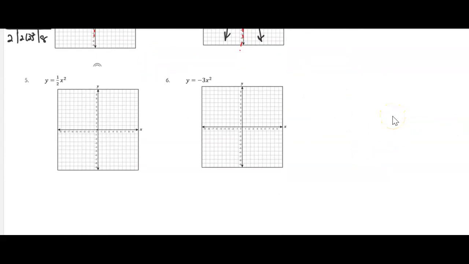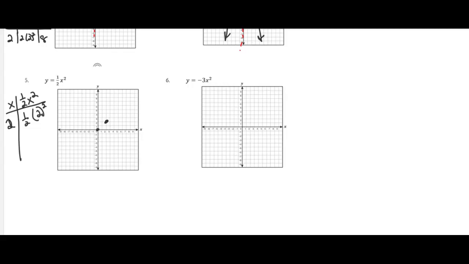Okay, so for 5, you should have started with your vertex at 0, 0. And I have 1/2 x squared. So I'm going to plug in a 1. And I plugged in a 1, but really, if I think about it, I could do that rule that I just said, that instead of plugging in 1, plug in a 2, because 2 is divisible by 2. And so now 2 squared is 4, divided by 2 is 2. So I'm going to go 2, 2.